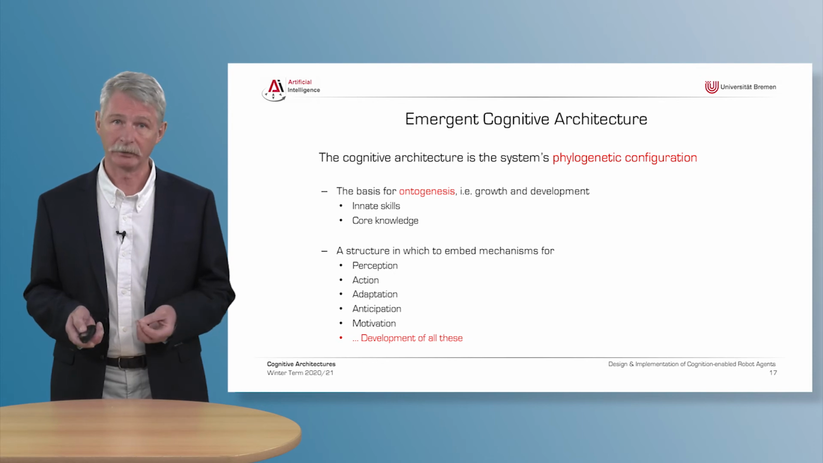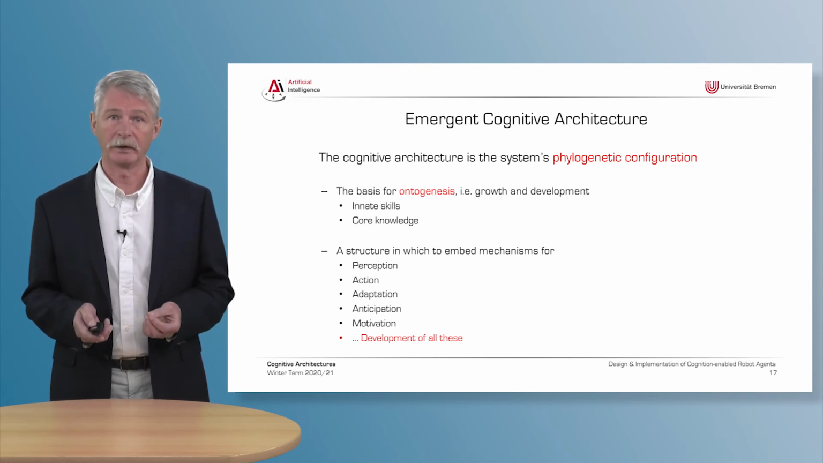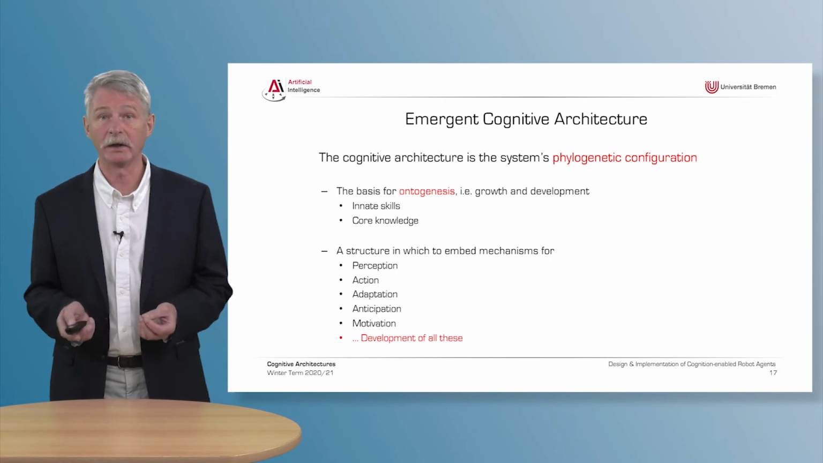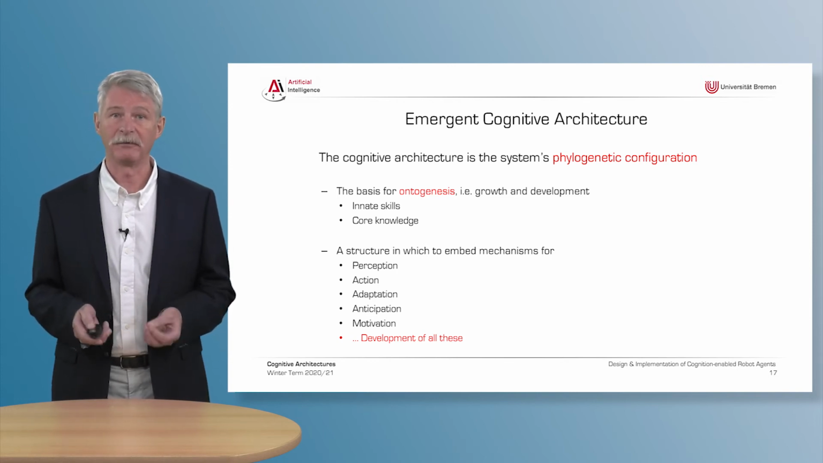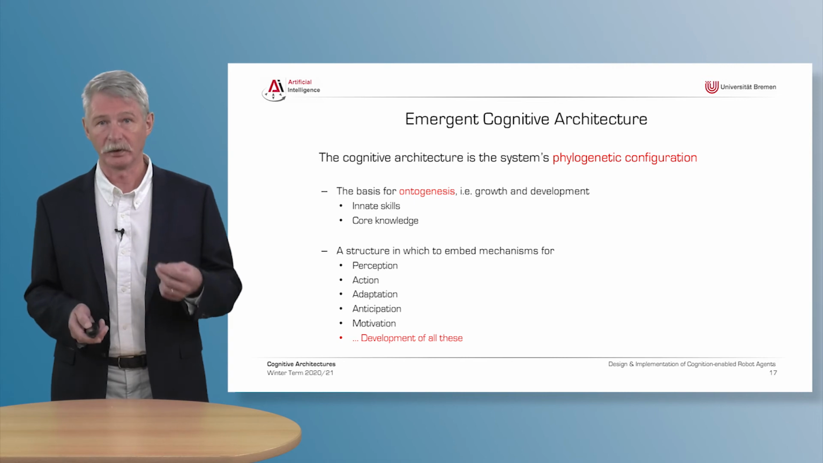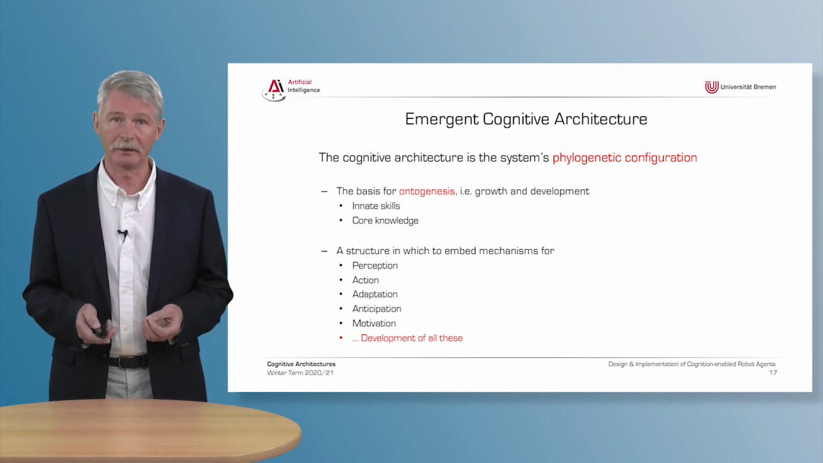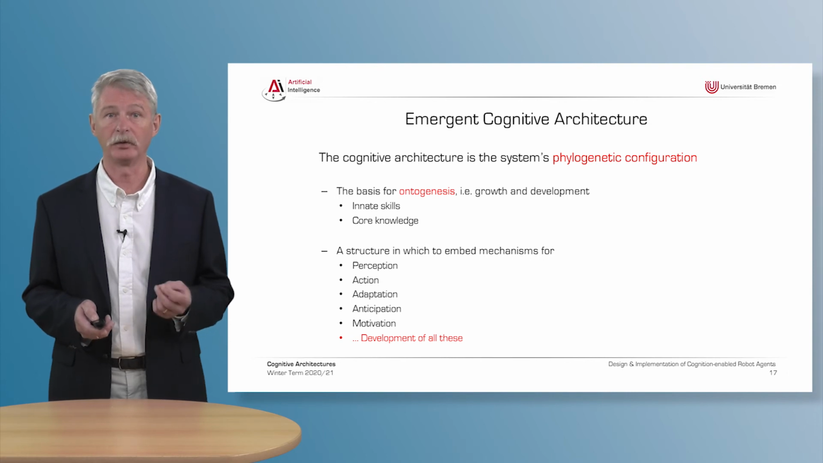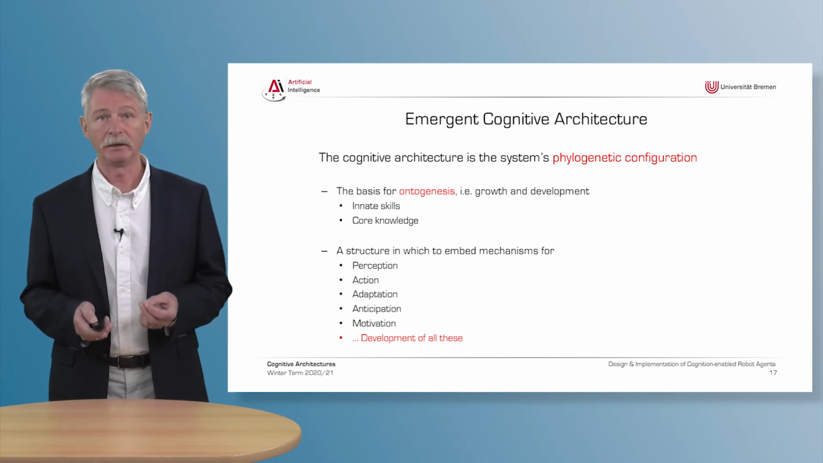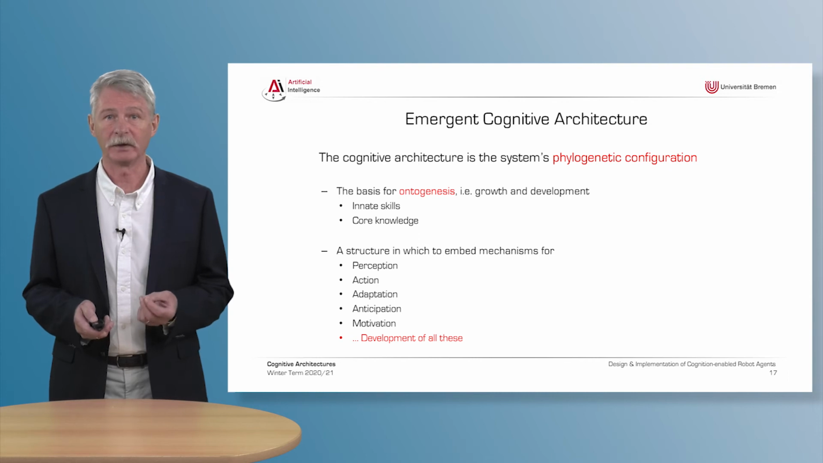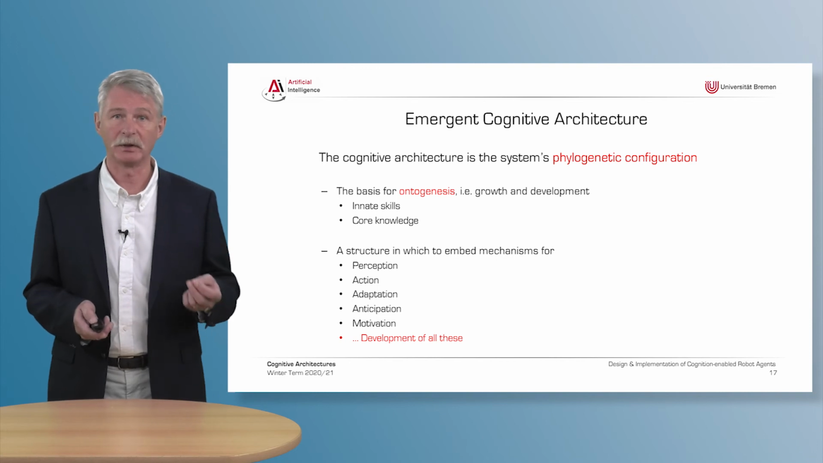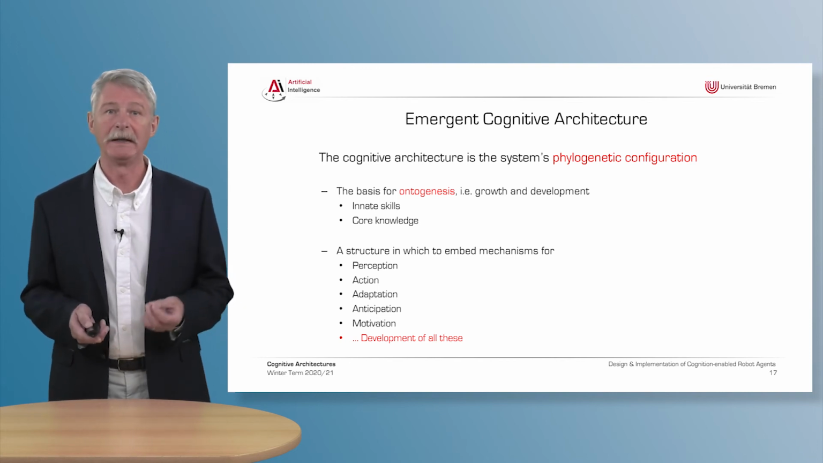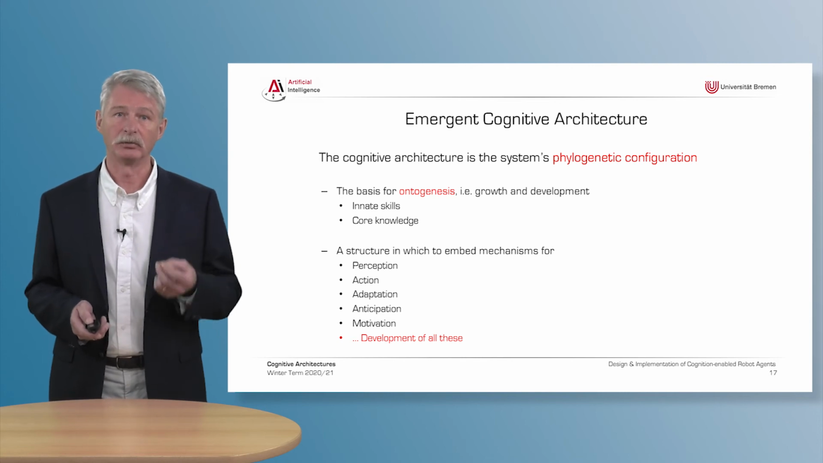Stating this in more technical terms, an emergent cognitive architecture is the phylogenetic configuration, or phylogeny, of the cognitive system before it starts developing. The process of development is referred to as ontogenesis or ontogeny. So, the emergent cognitive architecture provides the innate skills and core knowledge required to bootstrap development, and it provides the structure in which the different cognitive mechanisms are embedded and developed: perception, action, adaptation, anticipation, that is prediction or prospection, and the motivation that drives the development.